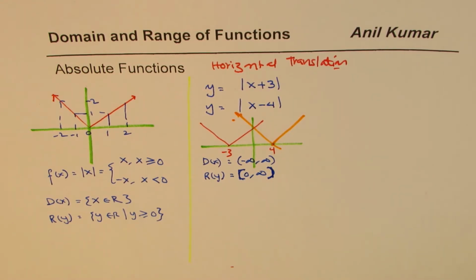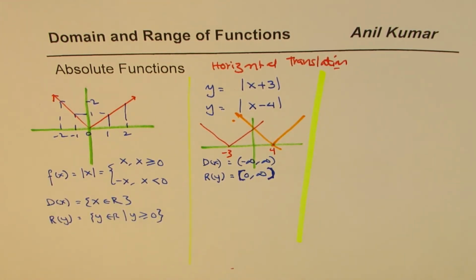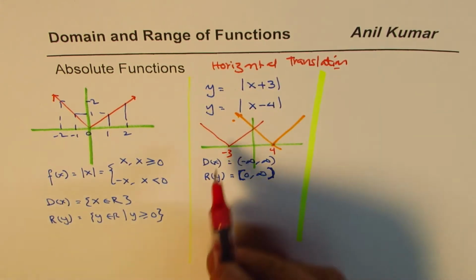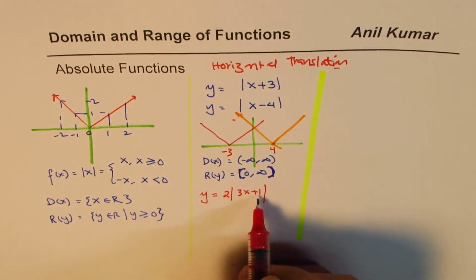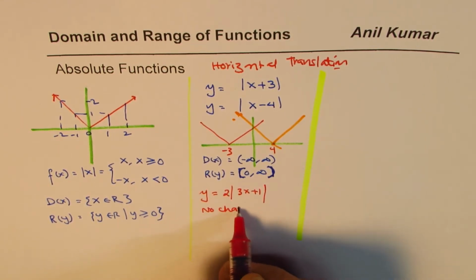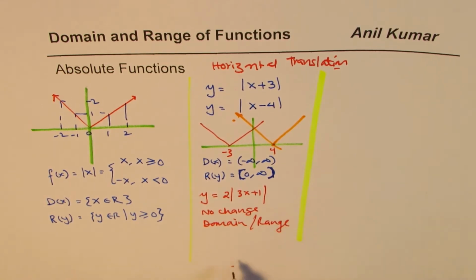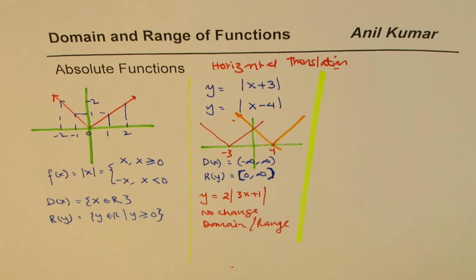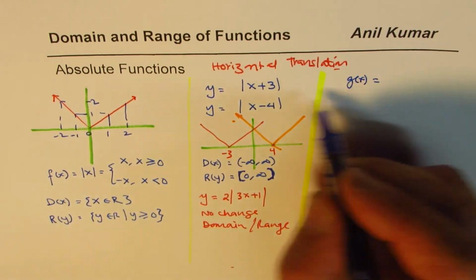But if we do translations which are vertical in nature or reflection, then the domain and range change. Let me tell you, this will not change even for vertical stretch or compression. So even if I write, let's say, y equals 2 times 3x plus 1, in this case also it remains the same. So there is no change in domain and range. Even if you do vertical stretch, compressions, or horizontal stretch and compressions, domain and range are not going to change. However, domain and range will change if I have vertical translations or reflection. So I'll take those examples now.